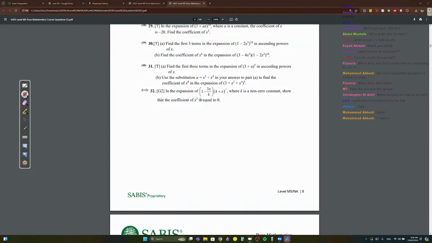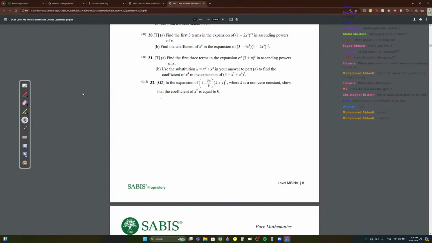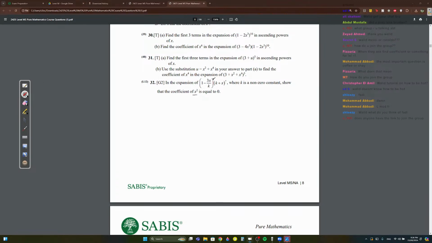Okay. Question 32. In the expansion of this, where x is a non-zero constant, show that the coefficient of x squared is equal to 0. You know what? They actually might get this written, guys. Let's actually solve this. The coefficient of x squared. Let's expand it. We'll expand it up until x squared, they want up until x squared.